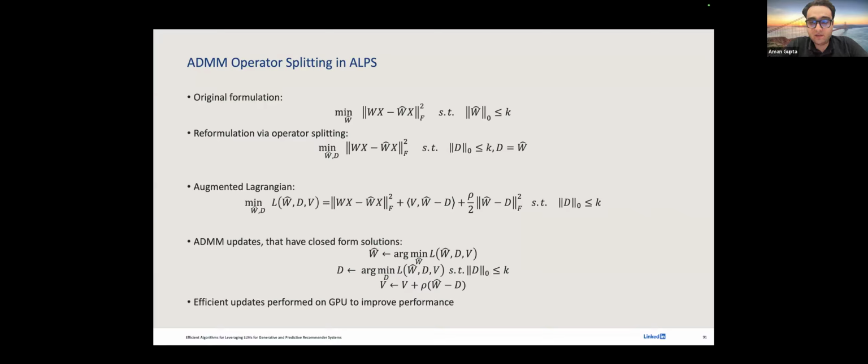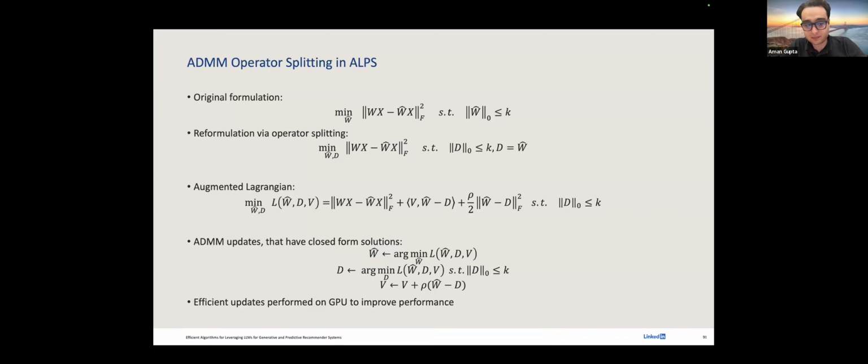After this reformulation, we form the augmented Lagrangian for this problem, which is given here as L of W hat, D, and V. So we add the Lagrangian term and the quadratic term here, and we have the sparsity constraint as well here. So in the ADMM approach, the idea is that we update the 3 variables here, W hat, D, and V, one by one, and we alternate between updating these 3 variables. Interestingly, if you look at each of these updates, they have very simple closed form solutions, which can be done very efficiently on GPUs.